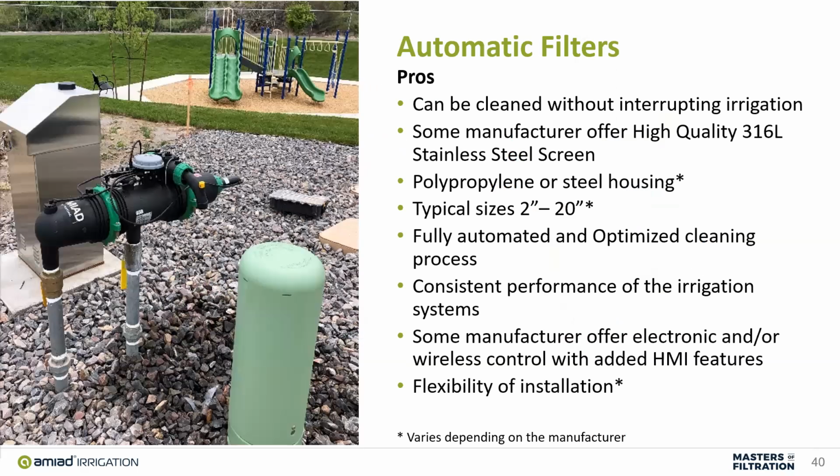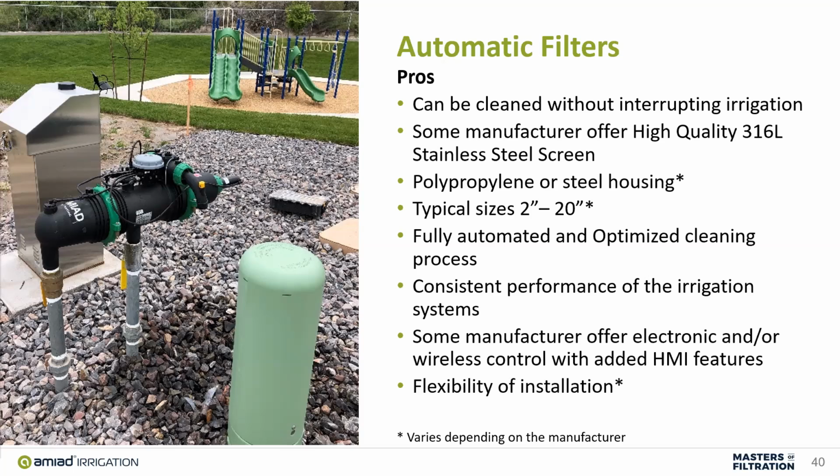So let's talk about the pros and cons to an automatic filter. So some of the pros, it can be cleaned without interrupting the irrigation cycle. So you don't have to turn off the cycle for this to clean. Again, the 316L stainless steel. The automatics come in a polypropylene or steel housing, typically 2 to 20 inches. I mean, 20 inches is a large filter, but typically in those ranges, you can get them. Fully automated and optimized cleaning processes we just talked about. And consistent performance of the irrigation system.